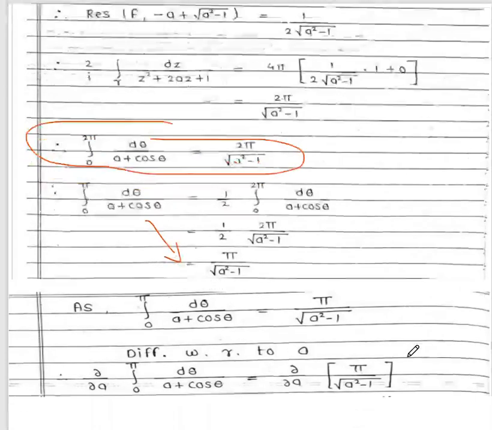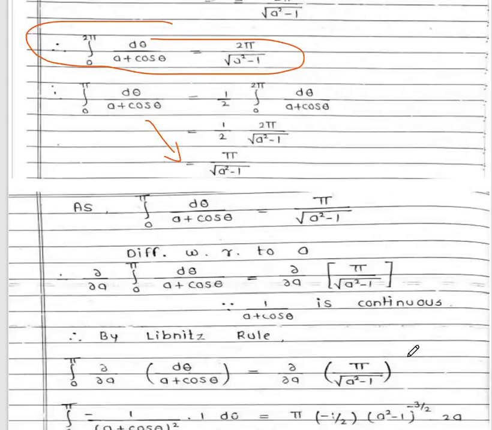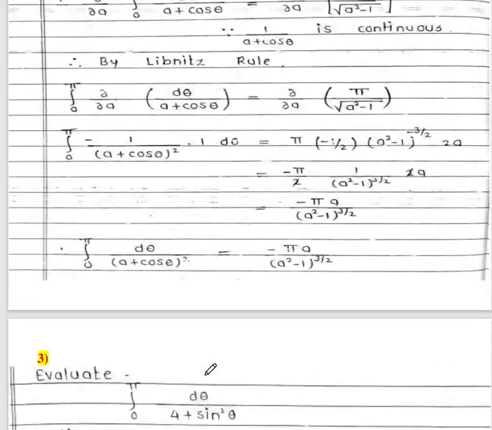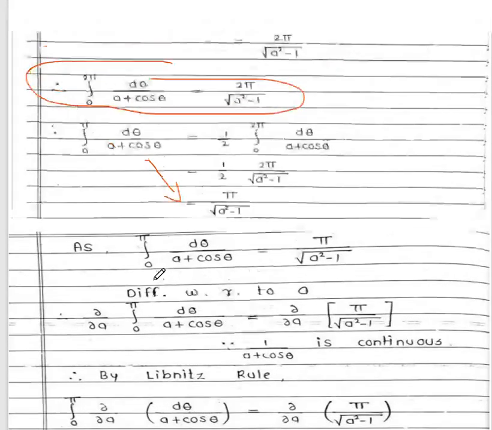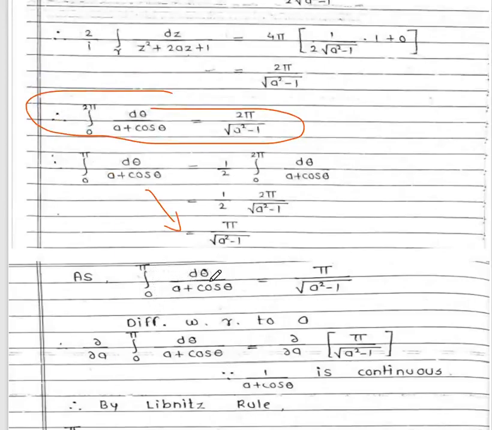Okay, now we will find out the value of the integral 0 to π dθ upon (a plus cos θ) bracket square. We know that we have already proved the integral 0 to π dθ upon a plus cos θ equal to π upon under root a square minus 1. Now differentiate with respect to a. So partial differentiation, ∂/∂a of the integral 0 to π dθ upon a plus cos θ equals ∂/∂a of π upon under root a square minus 1.